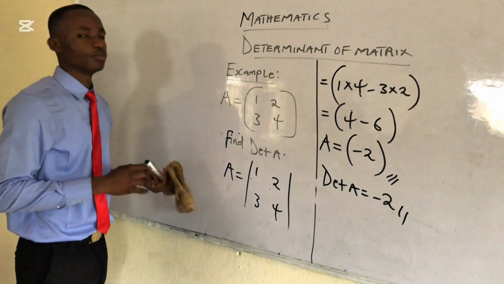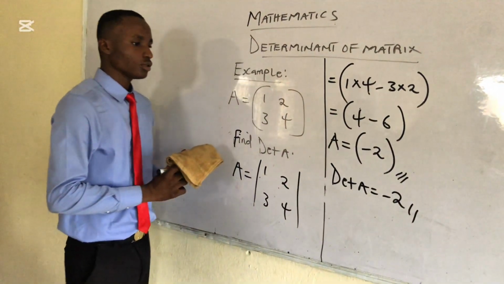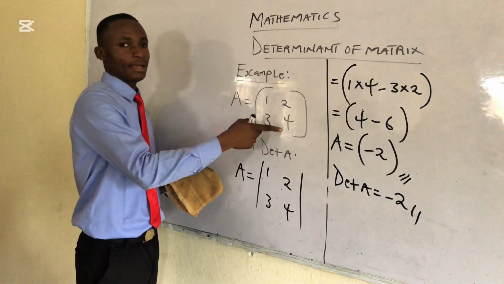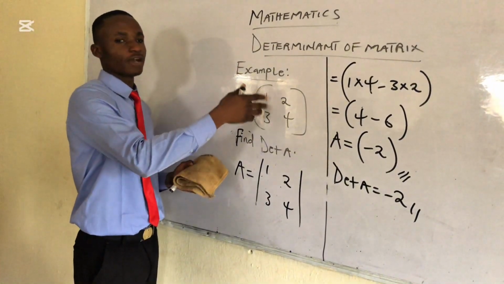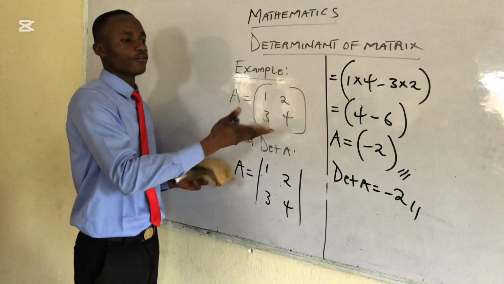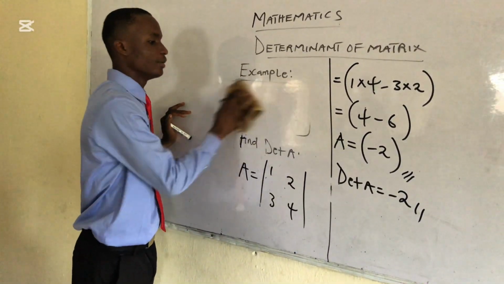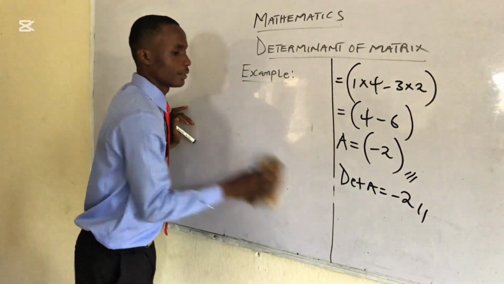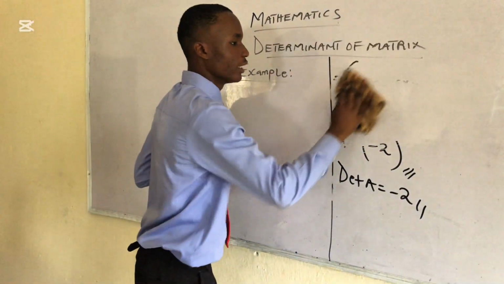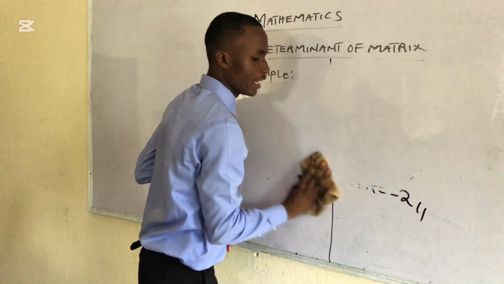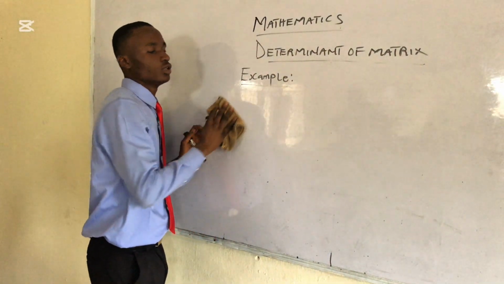So this is for a 2 by 2 matrix, okay? You just multiply by the diagonal element, and then when you are done with the two sides, you find the difference and you get your answer. So let's do for a 3 by 3 matrix. In this one, the game will get tougher and we have to do more things.